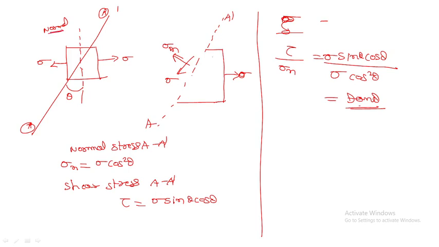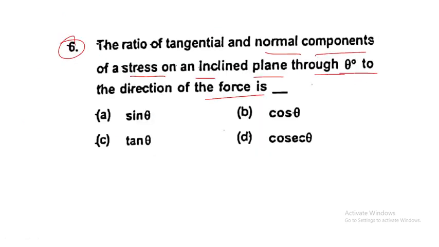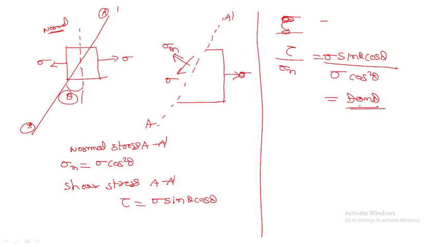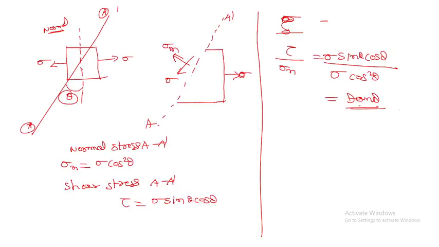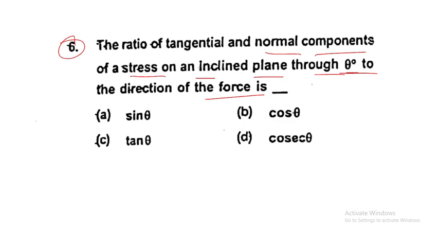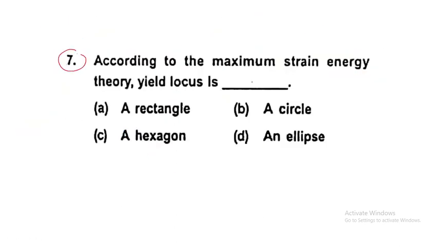So this is the normal condition. What they are telling is, if you take only the inclined plane through the theta, this is a theta value, and the direction of the force they are asking, tan theta is the answer for this question. Tan theta. Next question, question number 7.